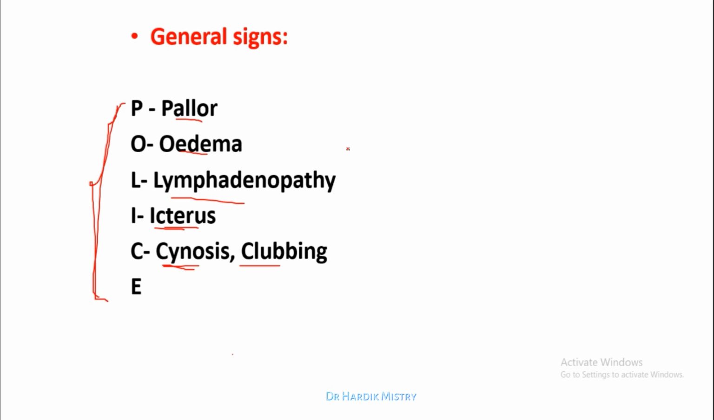After the general signs, you have to check thoroughly the head to toe examination. Starting from the hair, skin, forehead, eyebrows, eyes, sclera, nose, lips, tongue, cheeks, neck, everything you have to see thoroughly, starting from the head till the toe. So that is known as head to toe examination.